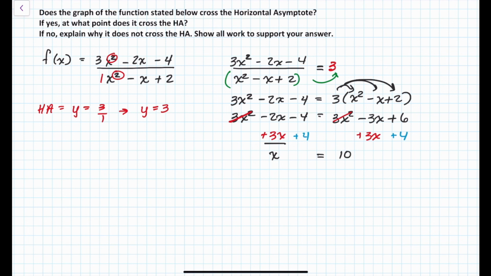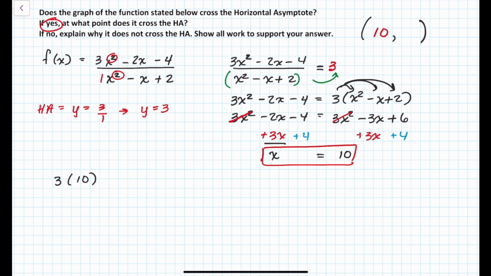So in fact, this graph will cross the horizontal asymptote at y equals 3 at the value where x equals 10. So I already know the y-coordinate of that point because I set the equation equal to 3, which is the equation of the horizontal asymptote. So the coordinate point is going to be 10, 3. But let's just check it to be sure it all works out.